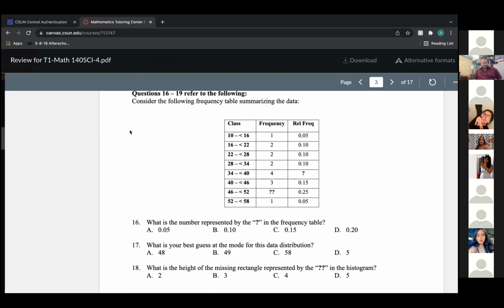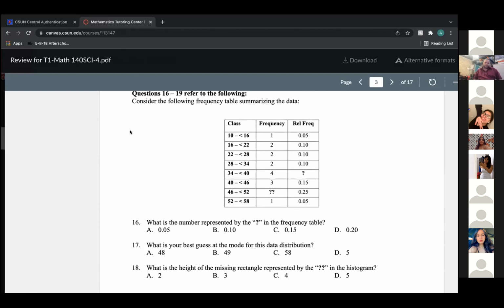Question 16 through 19. Again, stop me if you have any questions on anything. We had the frequency table summarizing the data. Oh, we did this one a few minutes ago. So what is the number represented by the question mark in the frequency table? I forgot what it was. 0.25, 0.3, 0.45, 5, 5, 6, 5.